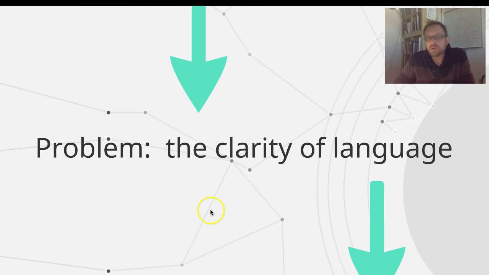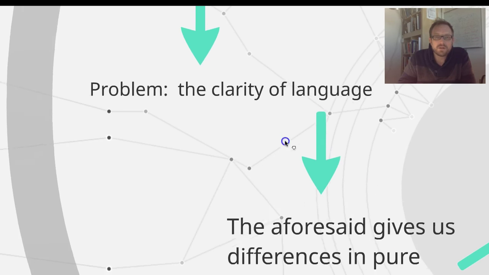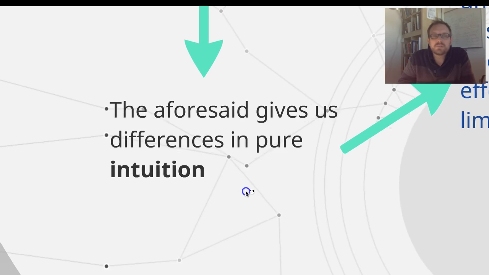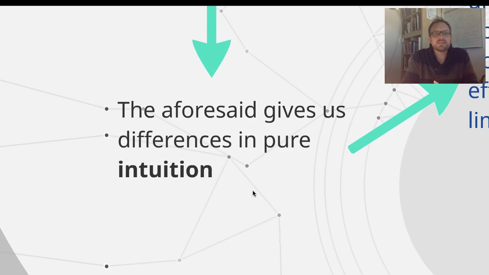Husserl admits that there is a problem regarding the clarity of language here, that we can easily become confused by the language we employ to talk about our experience of things, as well as what we mean when we talk about essences and ideas. Husserl is well aware that our philosophical history has given us a whole vernacular of philosophical conceptions that may or may not be well placed for doing a phenomenology. One of the things we can mention is that the aforesaid gives us differences in pure intuition.